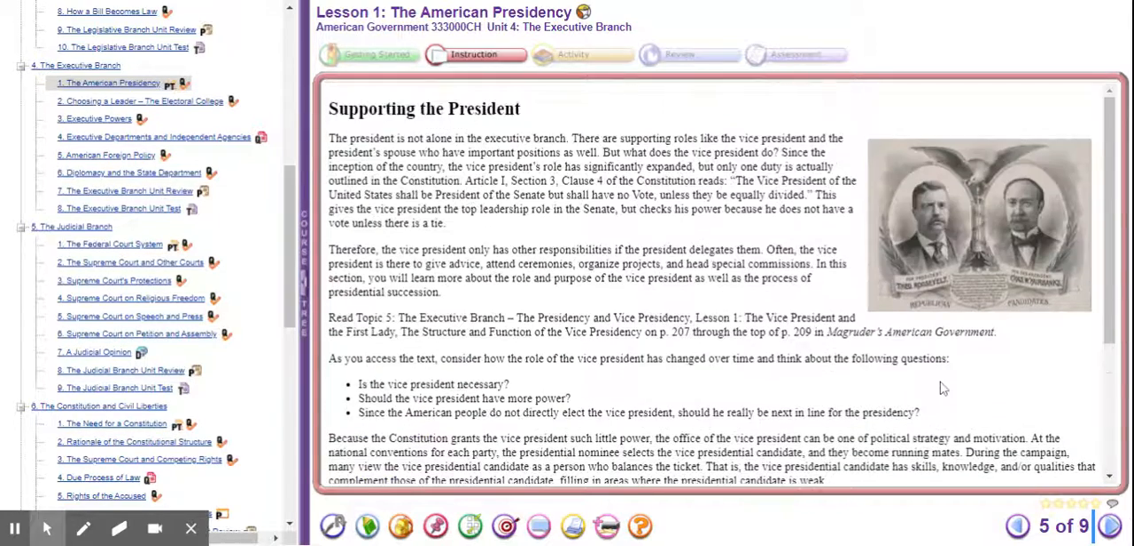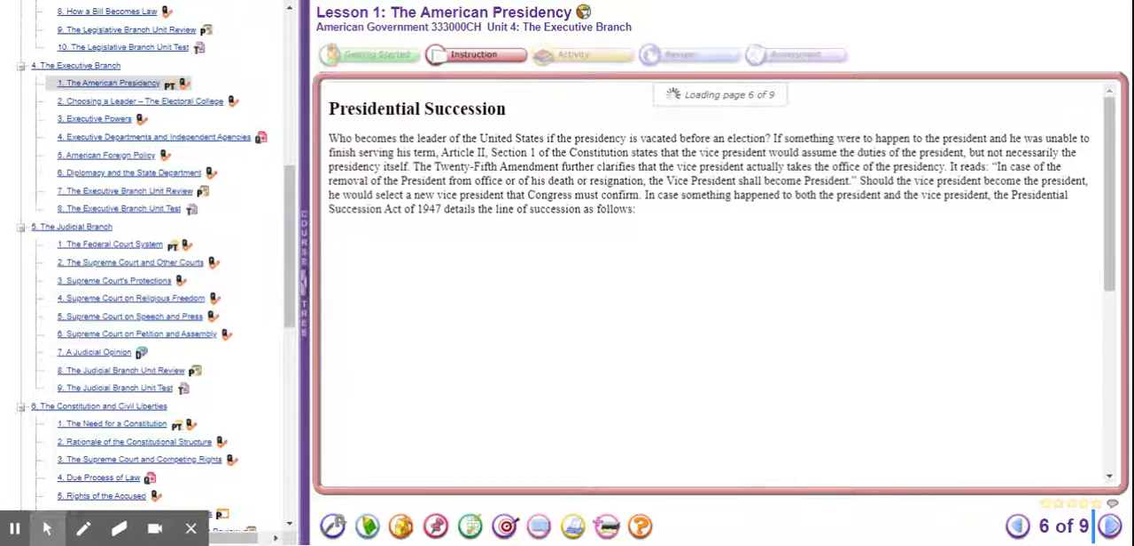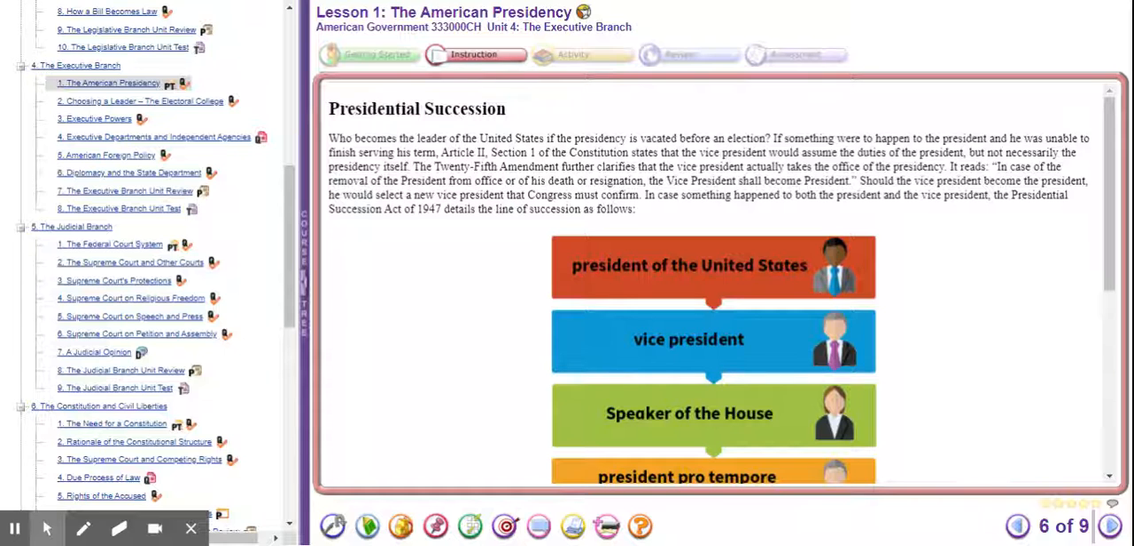Then you can talk a little bit about the vice presidency, what the vice president does. And then we looked at this idea of presidential succession. What happens if the president dies or resigns or is removed from office by impeachment? Who takes over? And the 25th Amendment is a big part of that. I would definitely make sure I understood that the 25th Amendment sets up presidential succession.